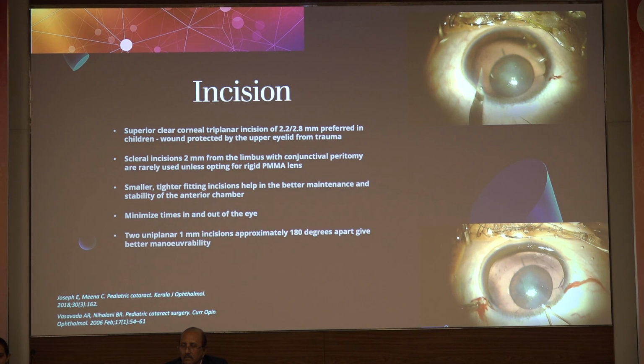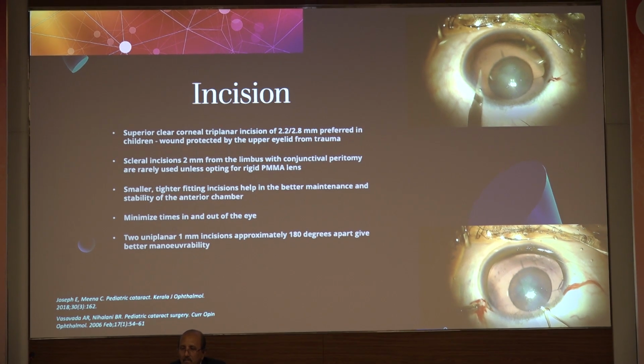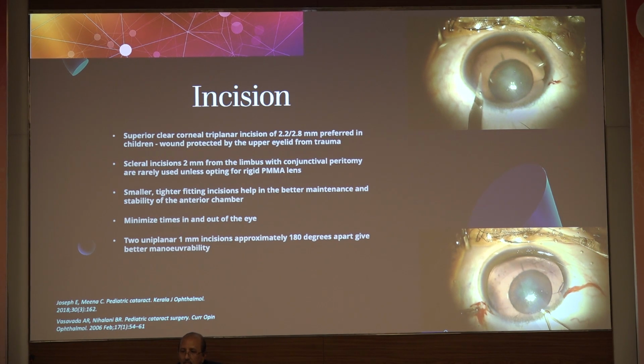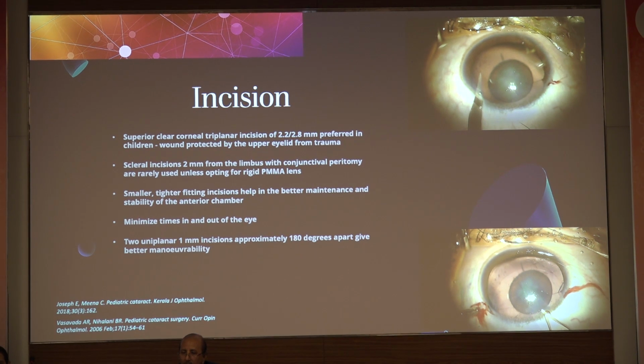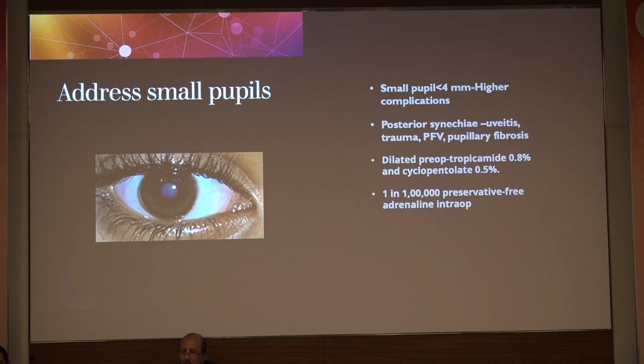Smaller, tighter fitting incisions help in better maintenance and stability of the anterior chamber. They minimize the times in and out of the eye. And two uniplanar 1 mm incisions approximately 180 degrees apart give better maneuverability. This is for the side ports. So 2.2 or 2.8 for the main port and 1 mm for the side ports.